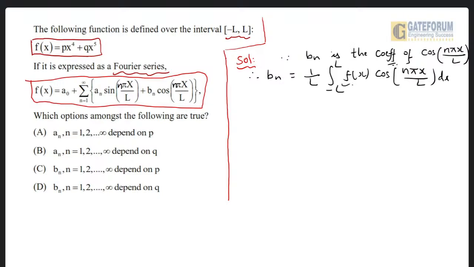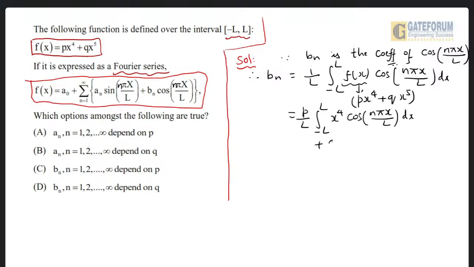Now what is f of x given? p x power 4 plus q x power 5. Now separate into two integrals: 1 by L integral from minus L to L. So I can take p outside, p is a constant, x power 4 remaining cos n pi x by L dx. And similarly q I can put outside, plus q by L integral from minus L to L of x power 5 sin n pi x by L.